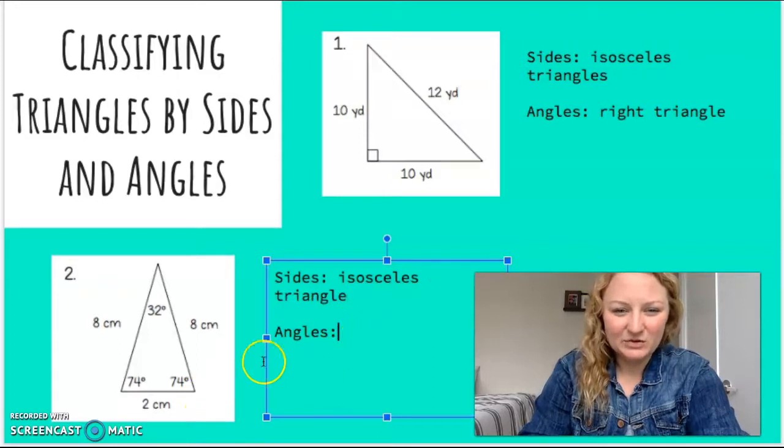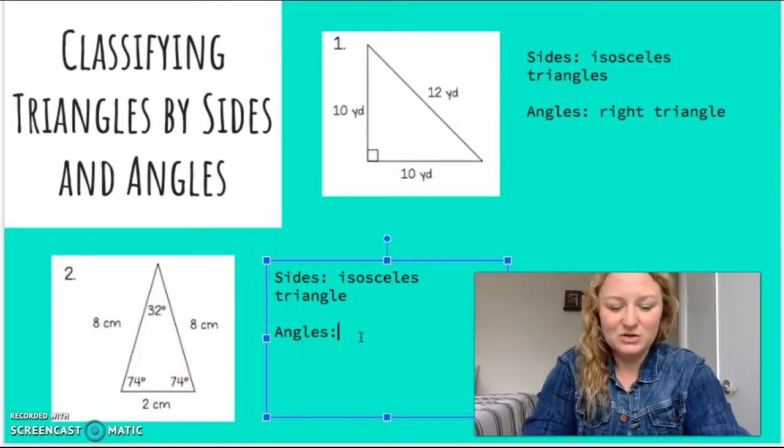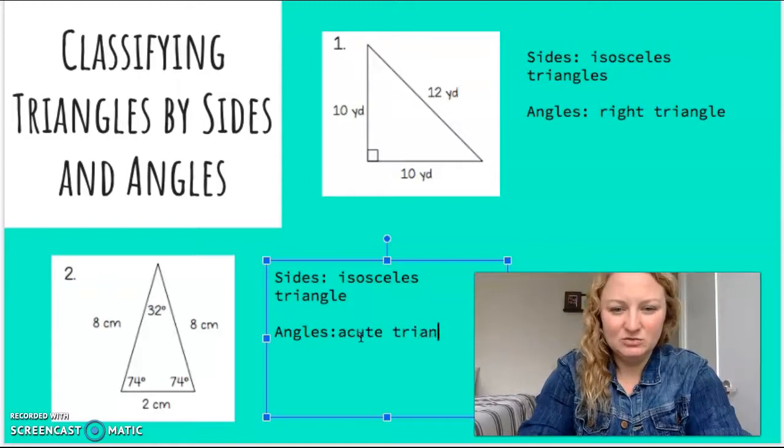And by its angles, what do you guys think? 32, 74, and 74. My first observation is that they're all less than 90. They're all acute, so it's going to be an acute triangle.